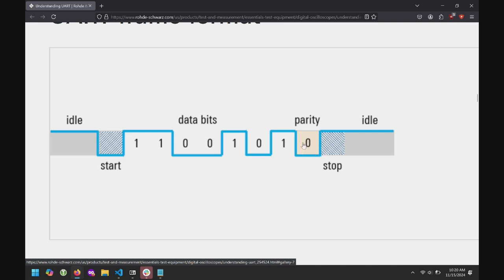And then it ends the data with one extra final bit. This is not related to data, but instead this is the parity bit. Have people heard of parity bits?